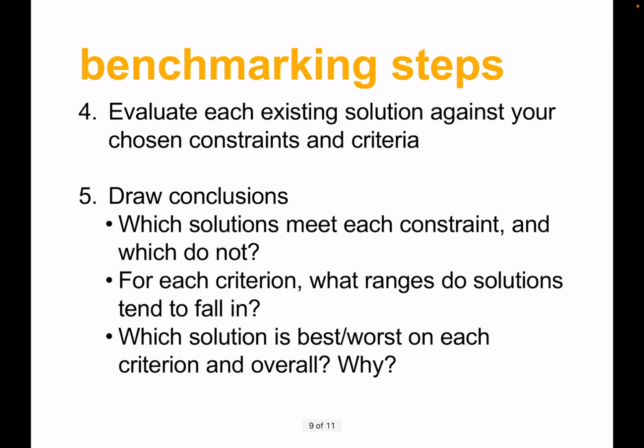So what solutions meet each constraint and which do not? For each criterion, which ranges do solutions tend to fall in? And then which solution is best, worst on each criterion and overall, and why? And so this is just trying to get you to think, do some interpretation as the engineer. Like I said, you aren't just going to output the benchmarking and say, okay, this is our solution. But you want to think about what this actually means.